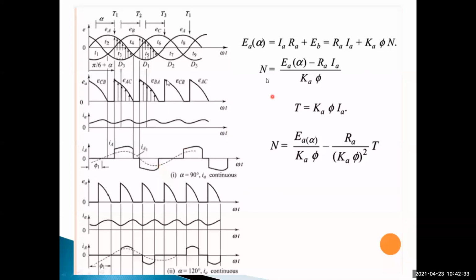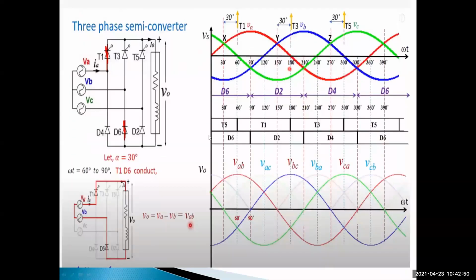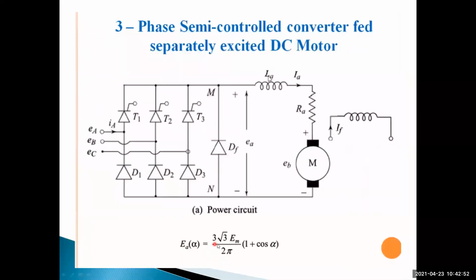Here Ea is the output voltage, Ia into Ra, and Eb is the back EMF of this motor. Eb is equal to K phi omega. You already know these relations for a separately excited motor. The only difference is the output voltage Ea, which is equal to 3 root 3 Vm by 2 pi into 1 plus cos alpha. This is the output voltage of a semi-converter, and it is the input of the DC motor.